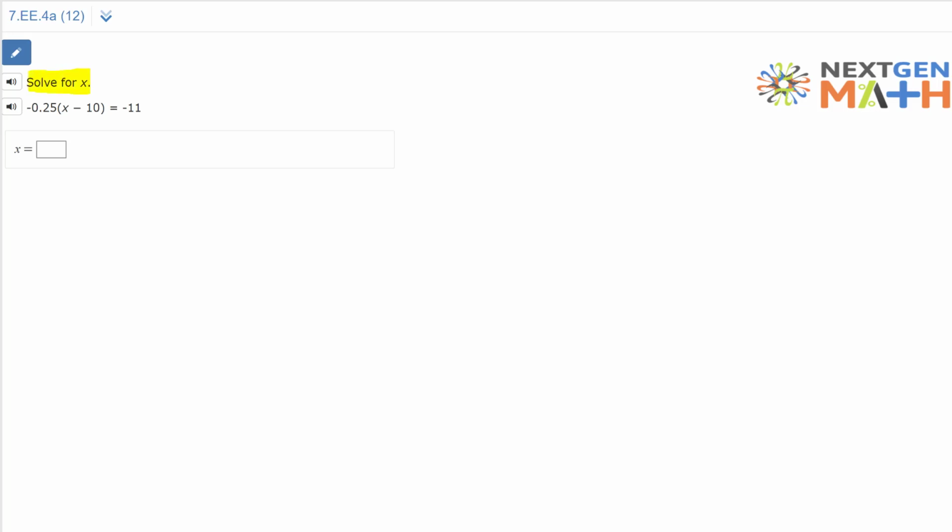Solve for x. Negative 25 hundredths times x minus 10 equals negative 11. So let's rewrite this problem right here. We have negative 25 hundredths times (x minus 10) equals negative 11. Well, one way we could solve this is that we could actually divide each side by negative 25 hundredths.